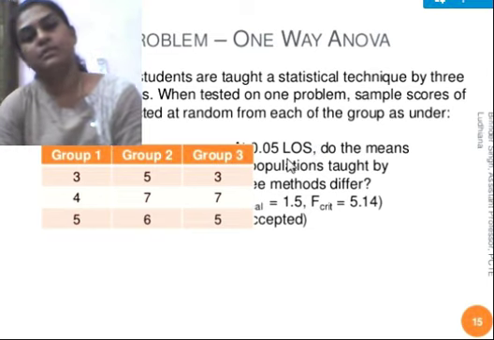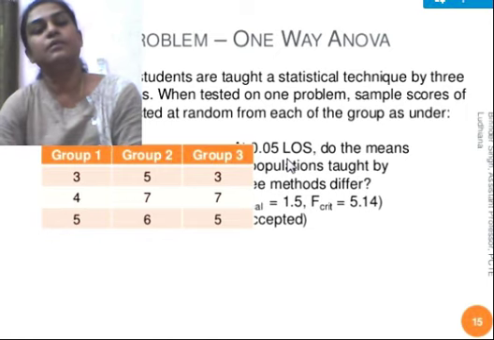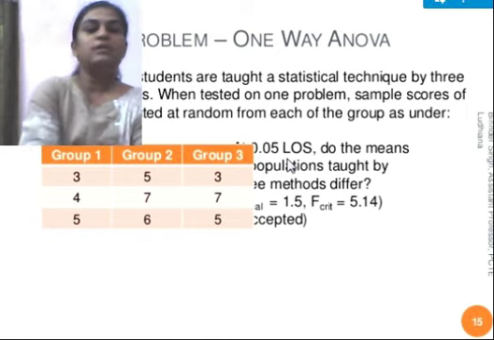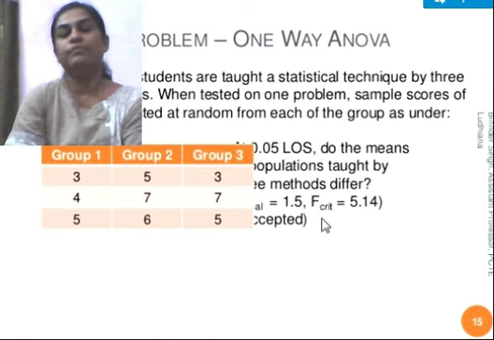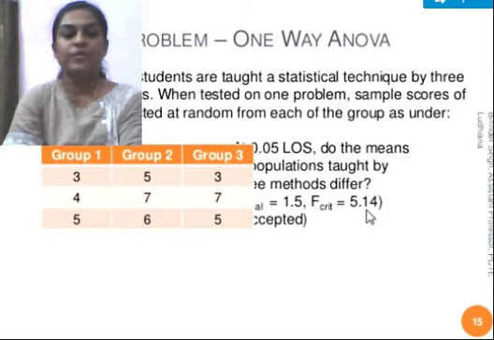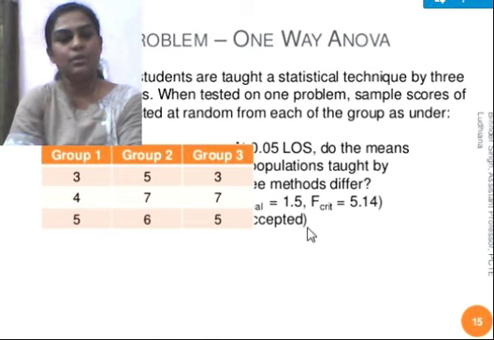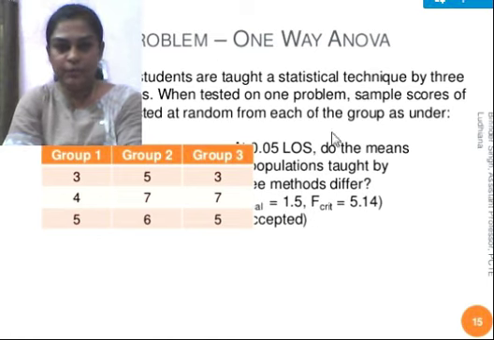In such a case, for the calculation part, I think you should calculate this one more time. The calculated value is 1.5 and the critical table value for this is 5.14. See here, it is less than the critical value, so it is accepted. This is the problem for one-way. If you observe here, only the values within the groups or between the groups are taken into consideration for calculation purposes.